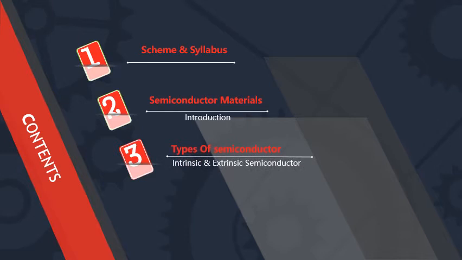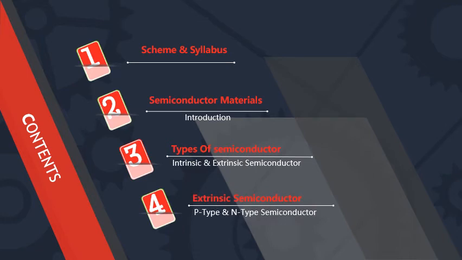After this, we will study the types of semiconductor materials like intrinsic and extrinsic semiconductor materials and their properties. Then we will further move on to the classification of extrinsic semiconductor material, meaning p-type and n-type semiconductor. So these are the contents and the outline of our presentation. According to that, we will move on. So let's start.